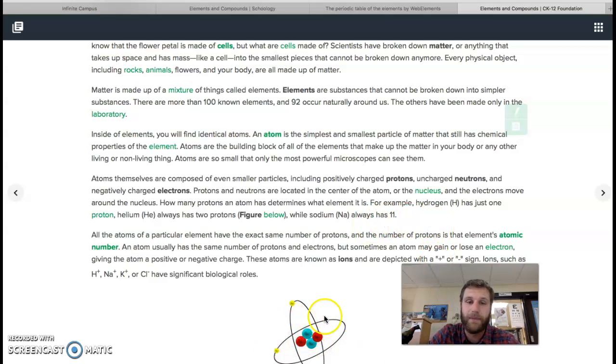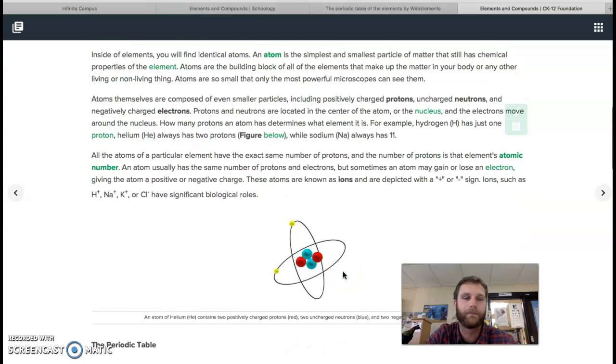So right here in this picture, you see helium, okay, and in the nucleus, which is what you see by the blue and red right here, it has 2 protons and 2 neutrons. So as I said before, protons and neutrons make up the nucleus, and these yellow things on the outside flying around, those are going to be electrons.